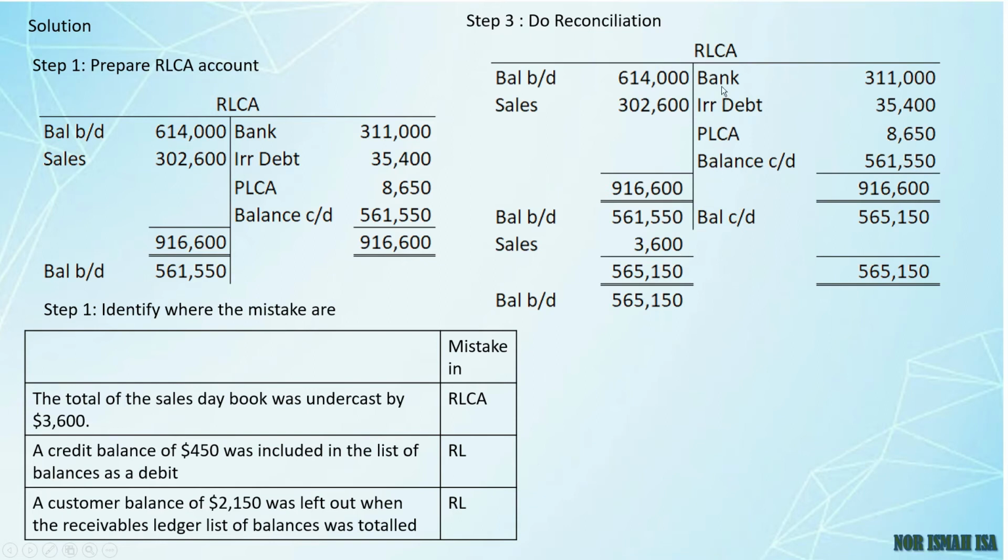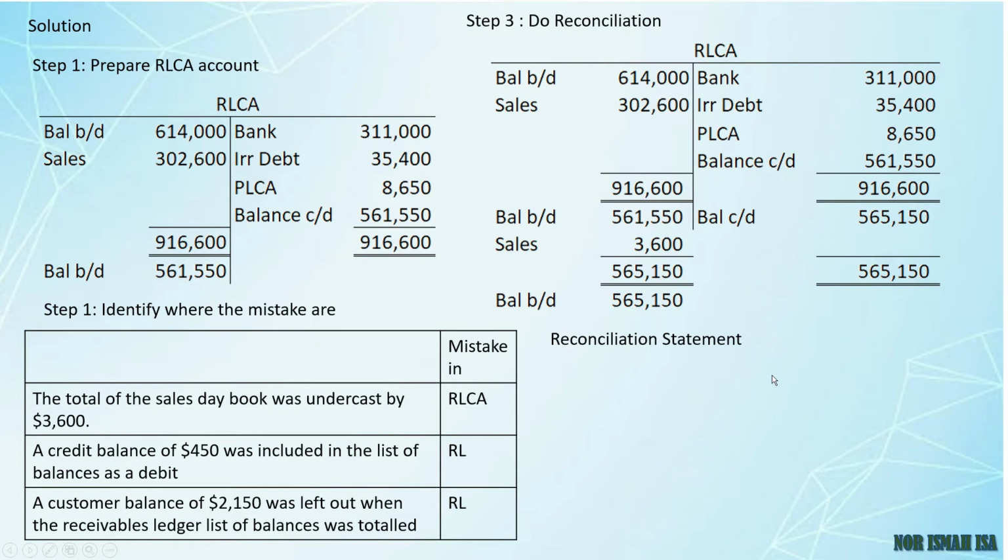So this is the receivable ledger control account. Previously, we have the balance of 561,550. The 3,600 is the undercast amount, so you need to debit sales and debit the receivable ledger control account 3,600. So the new balance is 565,150. This is the balance after adjustment for the receivable ledger control account.